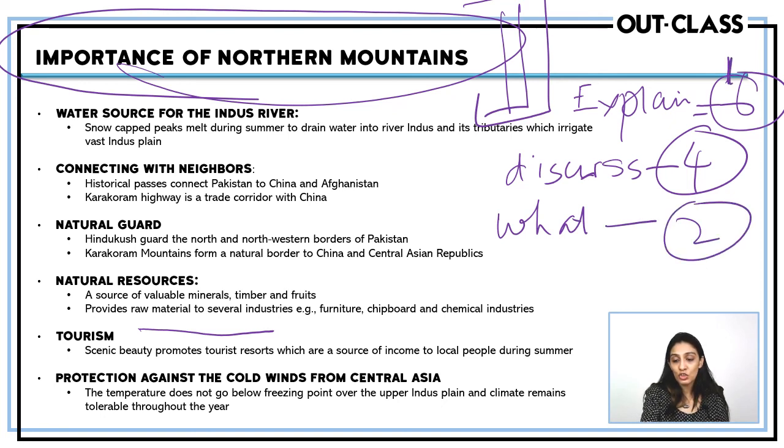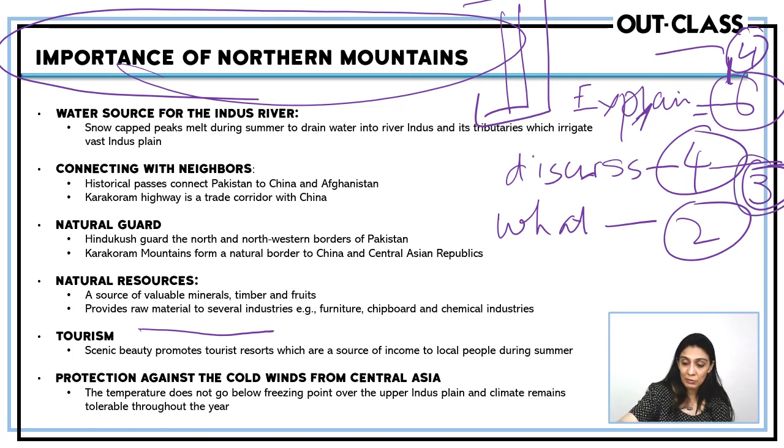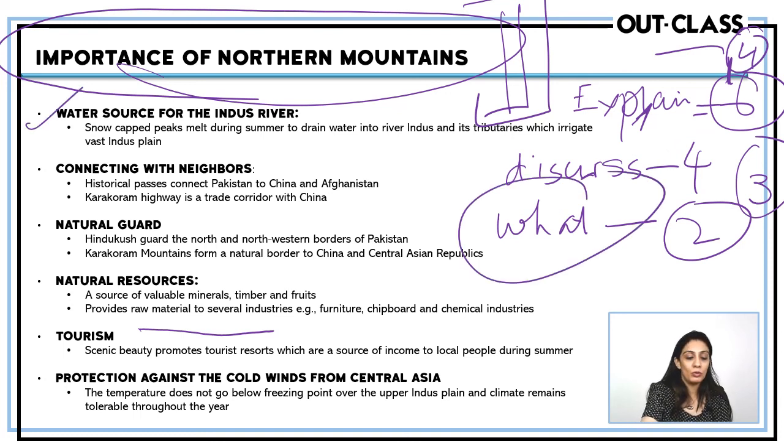So a 6 marks question will need at least 4 points with an explanation. 4 marks would need again 3 points, not a detailed explanation, but a labeling with it. And what you can just talk about this or this, because the marks are just 2. So we have talked about the importance of the northern mountains, and we will take a little break and then continue any further.